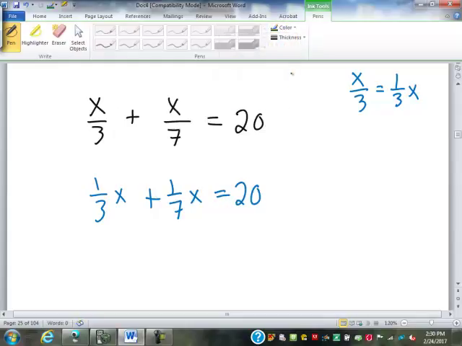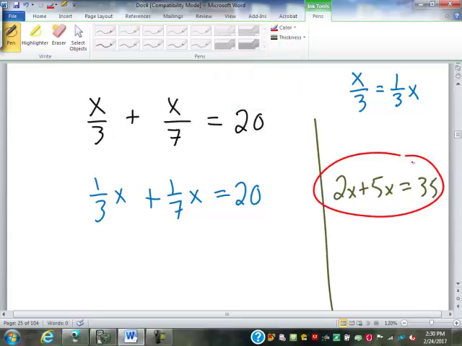Now if I have 2x plus 5x equals 35, what would be my first step to solving this equation? I would have to combine the 2x and the 5x to get 7x, wouldn't I? 7x equals 35. Well, it looks very different over here, but my first step is exactly the same.